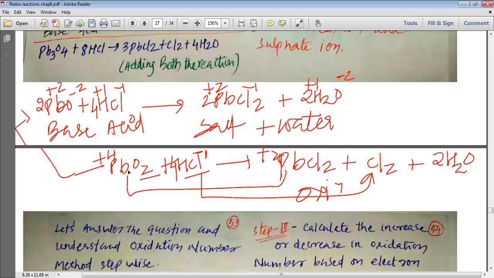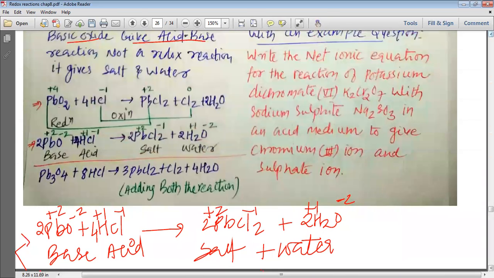When we add both these reactions, what happens? We get PbO plus 2 PbO2, that is Pb3O4. 4 HCl plus 4 HCl, we get 8 HCl. We get 2 PbCl2 and PbCl2, so we will get 3 PbCl2. We will get 4 H2O and we will get Cl2. So if we look into the question, we will find the same kind of reactions. Pb3O4 plus 8 HCl.